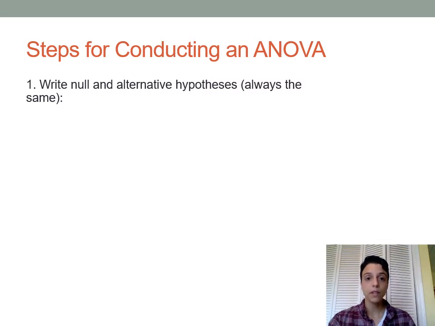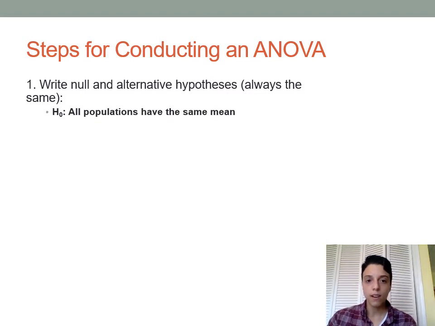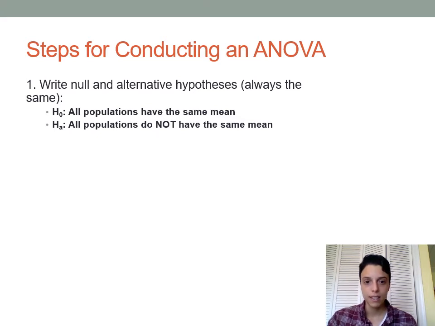So the first step is going to be to write out null and alternative hypotheses. And in this case, the null and alternative hypotheses that you write are always going to be the same. The first one is that all populations that you're interested in have the same mean. And that's your null hypothesis. The alternative hypothesis is that all populations do not have the same mean. So we're going to use the test then to see if there's evidence that contradicts the idea that all the populations have exactly the same mean on some variable.